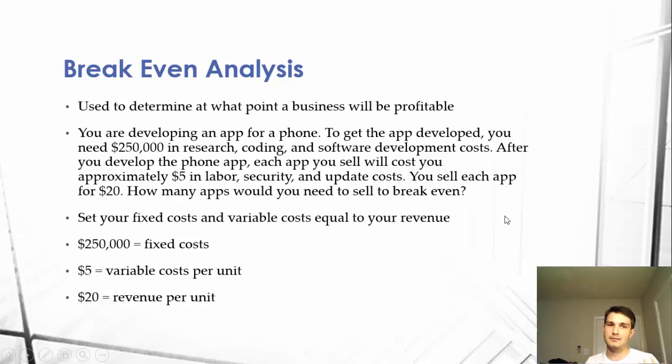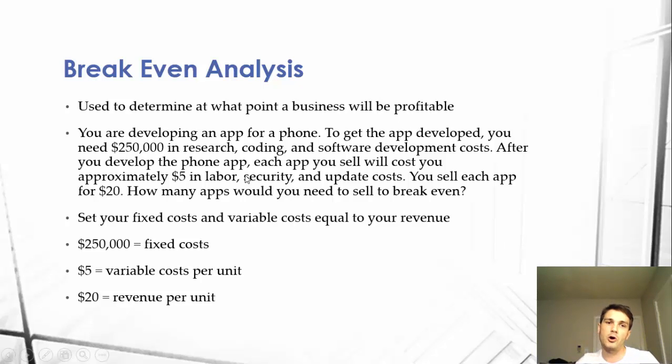So the three items we really have here are revenue, fixed costs, and variable costs. So we need to find the point when revenues will equal fixed and variable costs. So our fixed costs for this consideration would be our research, our coding, and our software development costs. Everything we're putting into developing the app, right? And there might be other things, but I'm just using this for simplification. So we're going to say our fixed costs are $250,000.